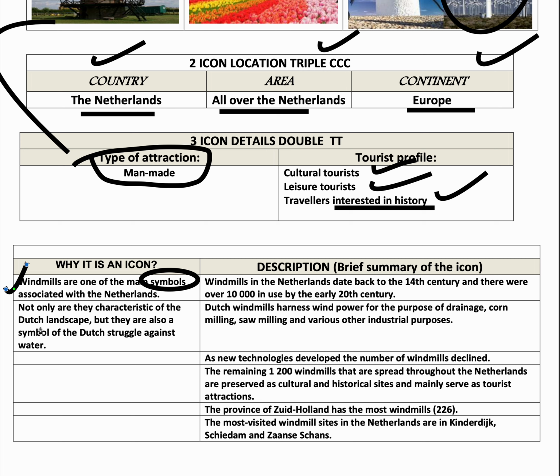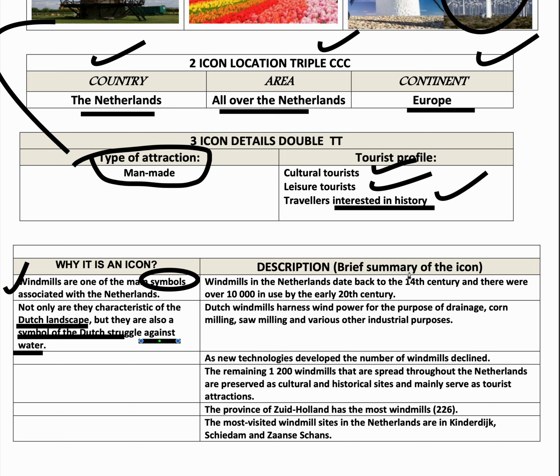The windmills not only characterize the Dutch landscape in terms of how they are made, it is also a symbol of the Dutch struggle. So why is it an icon? Because it's a symbol associated with the country Netherlands, and also a symbol of the Dutch struggle against water, a struggle for the country to control water. So that's why it was selected as an icon, because it has a huge part in the history of the Netherlands.